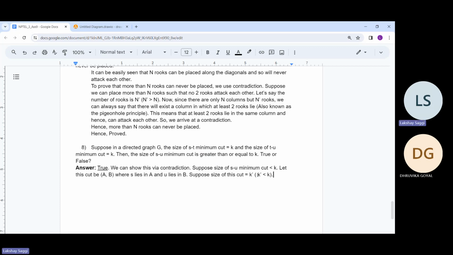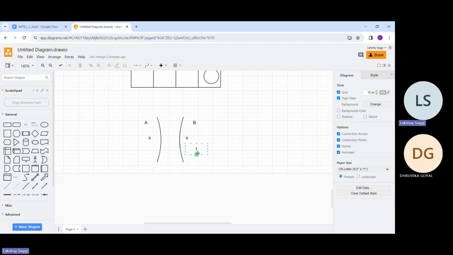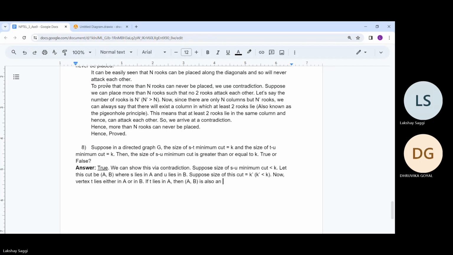So what this actually means is that vertex T lies either in A or in B, because A and B form a bipartition of the vertex set, right? So if T lies in A, then A comma B is also a TU cut. If T lies on the A side, then it is also a TU cut of size K prime.